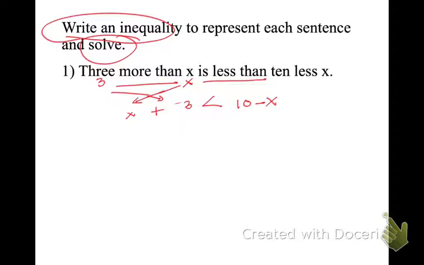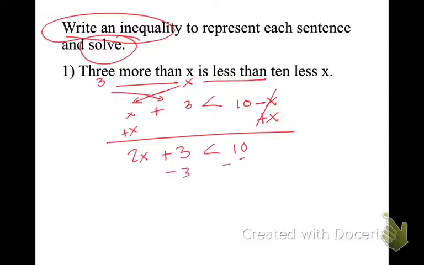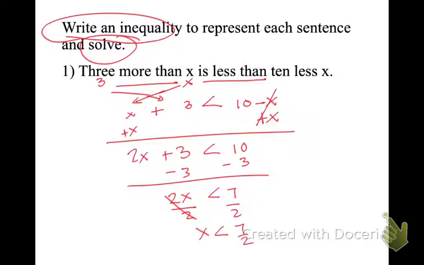Okay, now I'm going to solve it. We have to subtract 3 from both sides. So I like to get my x's together first, so we can keep our x's positive. And then I get 2x plus 3 is less than 10. Subtract the 3, and we end up with 2x is less than 7. Divide by 2, and x is less than 7 over 2. We've solved it. It doesn't say to graph, so I'm not going to graph.